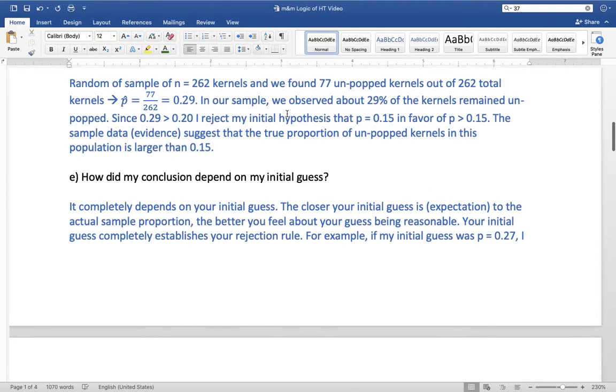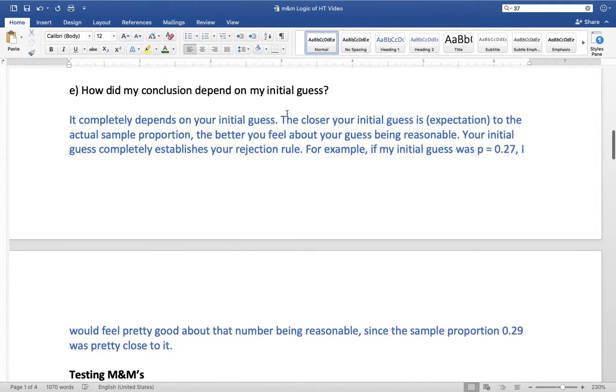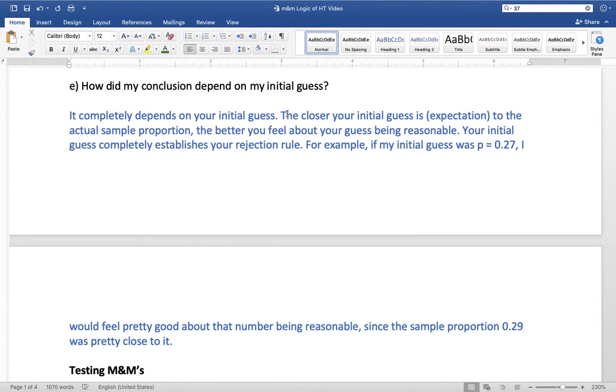Okay. So, how did my conclusion depend on my initial guess? Well, it completely depends on my initial guess. If my guess was closer to what I actually got in my sample, the better I would feel about my guess. So, for example, if I would have guessed initially that 27% of the kernels would remain unpopped, and then we actually popped the bag and I got 29%, I'm going to feel pretty good about 27. I'm going to be like, whoa, I'm a pretty good guesser.